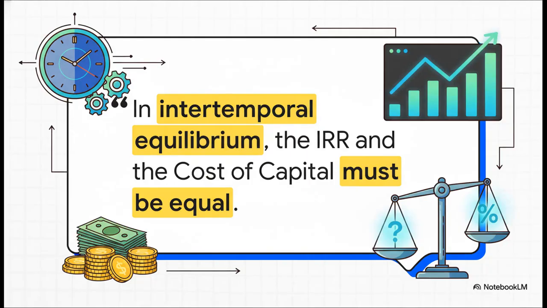And this constant ebb and flow leads us to a really powerful idea in finance. In a stable, efficient market, this process of competition basically forces an investment's return, its IRR, to eventually equal the market's required return, the cost of capital. Or to put it another way, super profitable deals don't stay super profitable forever.